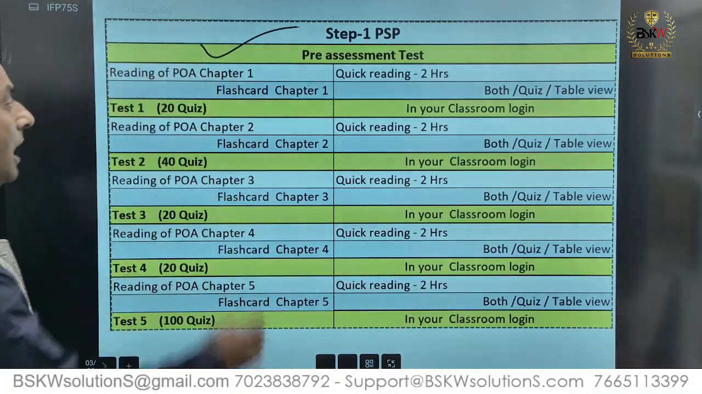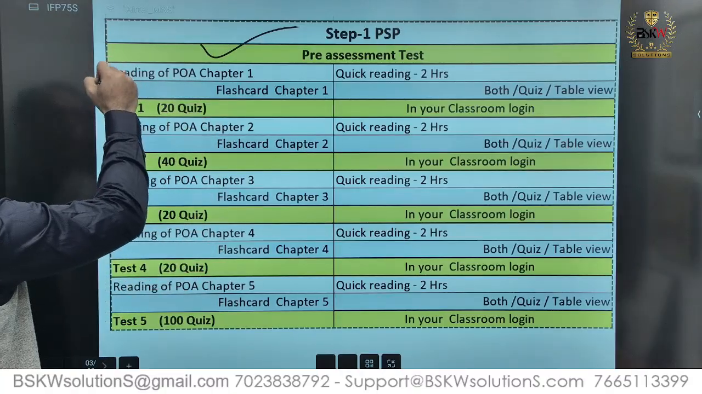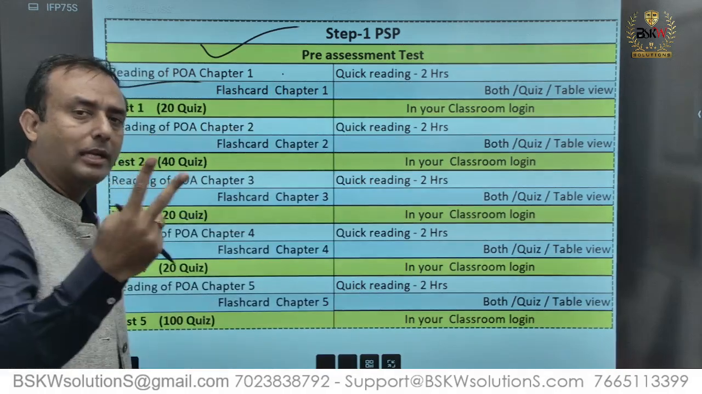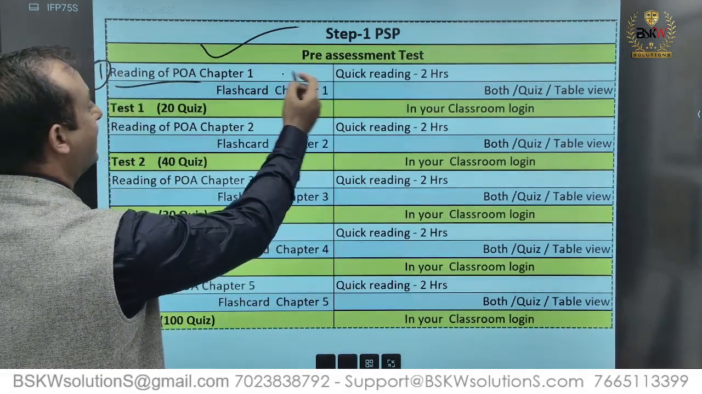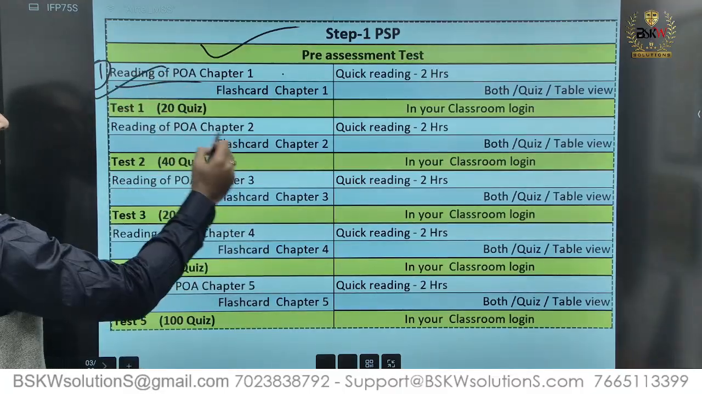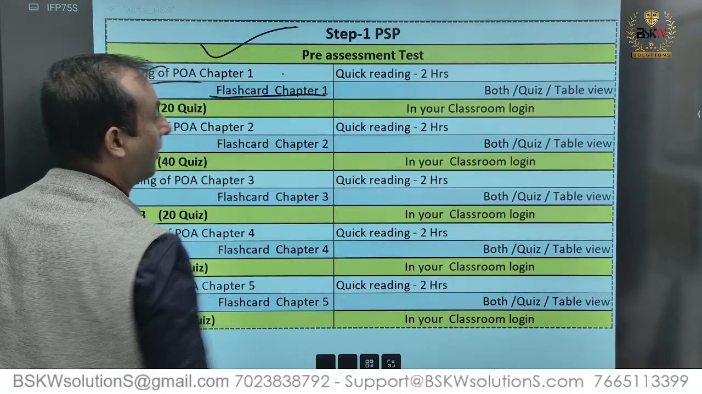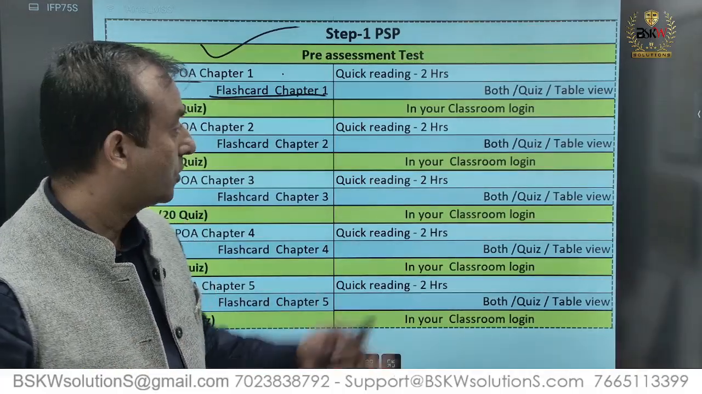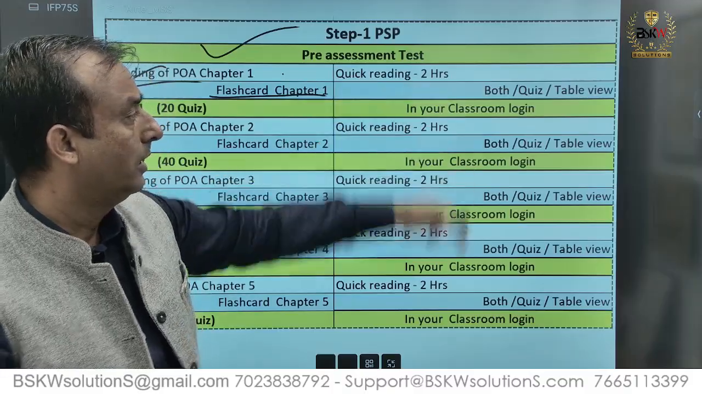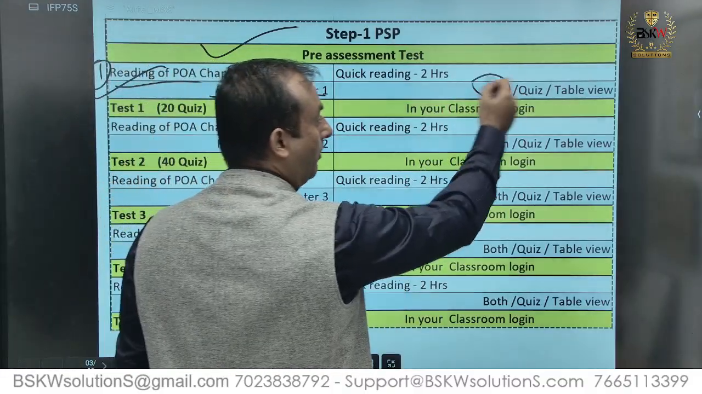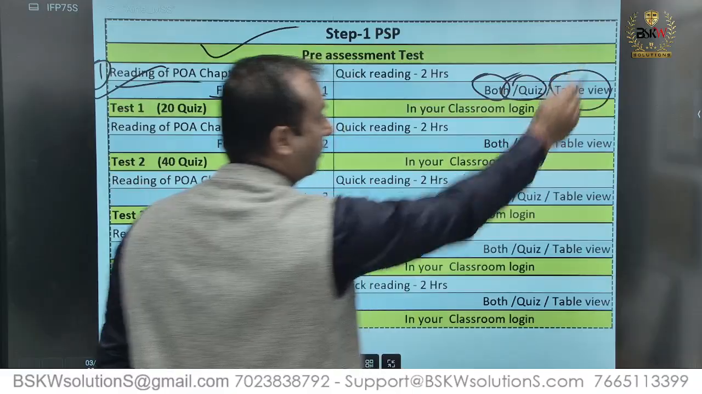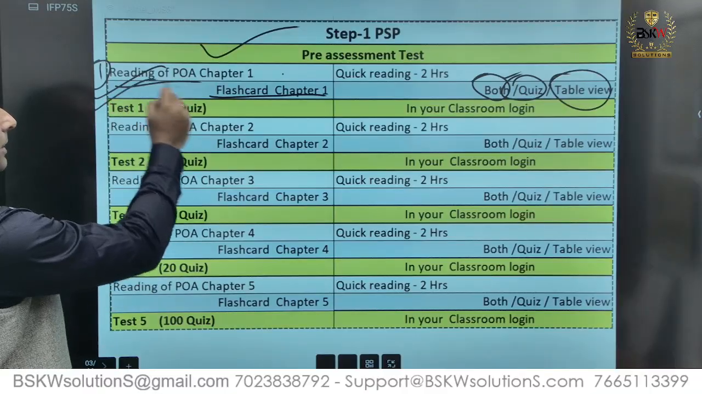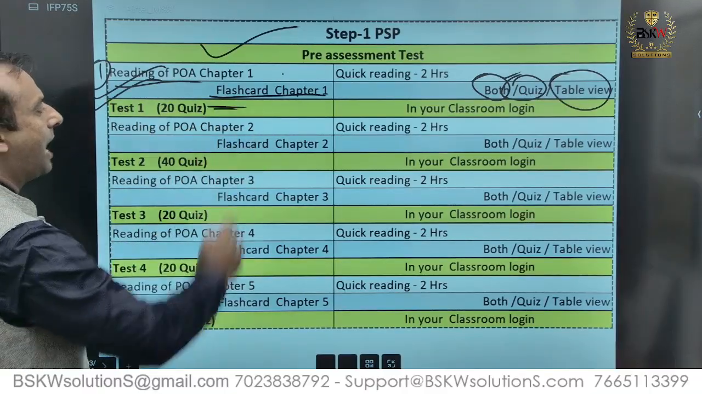Just move on. After this, in the first step, we are going to read chapter 1 of the POA, a very quick study. A maximum of 2 hours is good enough. Once reading is done, we'll go to the second stage, that is the flashcards of chapter 1. The flashcard link and passwords are given in your study mail, so go there as mentioned. We'll go with both options, quiz and table view. We will finish this flashcard. Then the third step is attempting a test: 20 MCQ-based quiz questions.